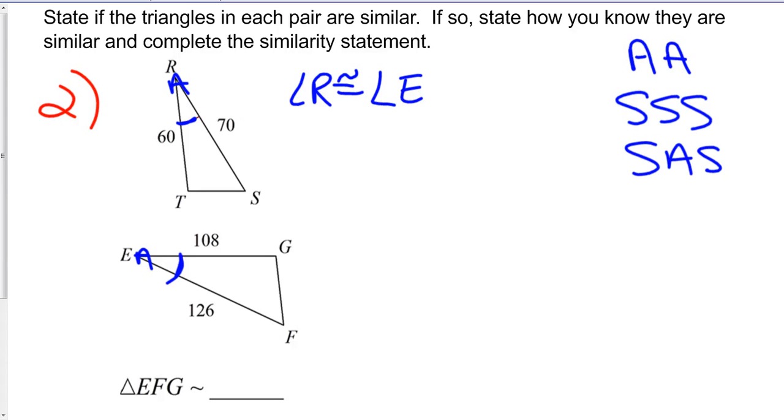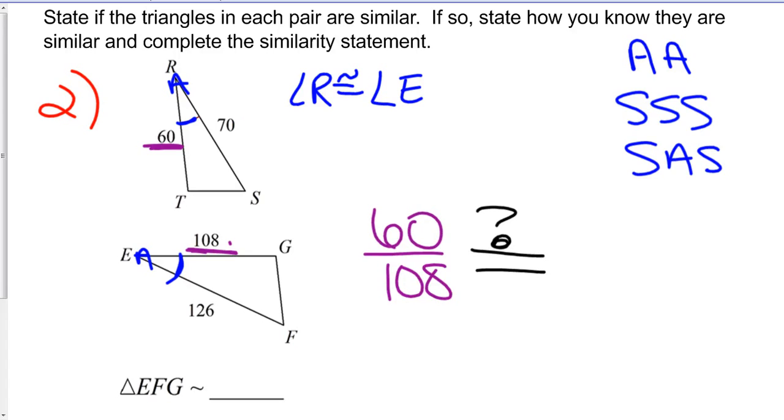If you're not sure what side goes with what side, try to match up your smallest numbers. My smallest number in this first triangle is the 60 that I just underlined. In my bottom triangle, I've got 108, which is the smallest number. So when I set up my proportion, I'm going to do 60 over 108 because I did smallest side over smallest side. Now my question is, does that equal? Notice how I'm writing my question mark because I'm not sure if it's equal. Then the longer side in the triangle for RST is 70, and in triangle EFG it is 126. So does 60 over 108 equal 70 over 126?